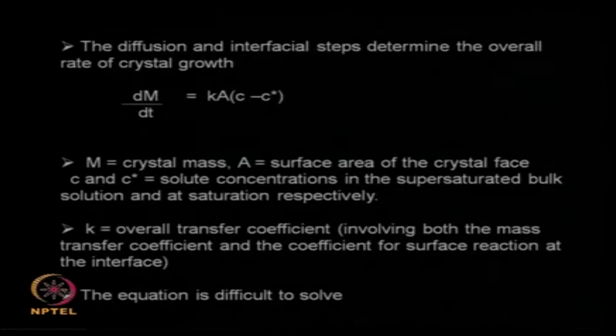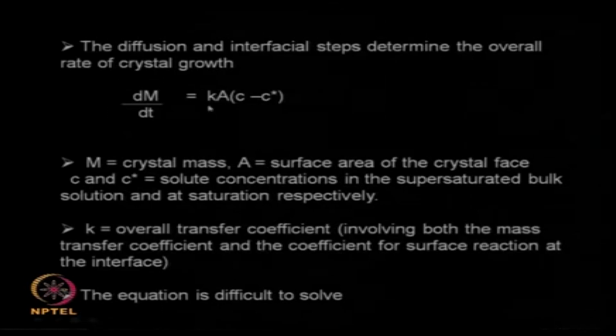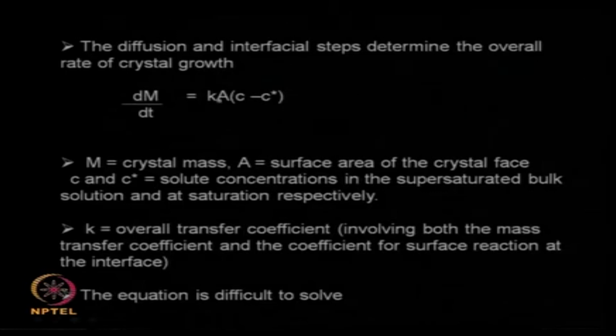So this diffusion process can be defined like this: dm/dt = KA(C - C*). Okay, m is the crystal mass. So dm/dt is the rate at which the crystal mass is growing. This is equal to K. K is some mass transfer coefficient or crystal growth coefficient. A is the surface area of the crystal growth. Okay, C - C* is the driving force. C is the concentration of the supersaturated solution, and C* is the concentration of the saturated solution. Once the solution becomes saturated, you are not going to have solute spontaneously coming out as a solid, right. So this is the driving force, C - C*. A is the surface area of the crystal, m is the crystal mass.